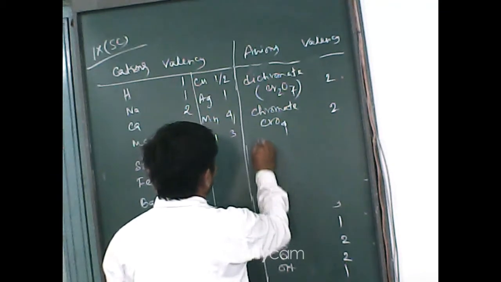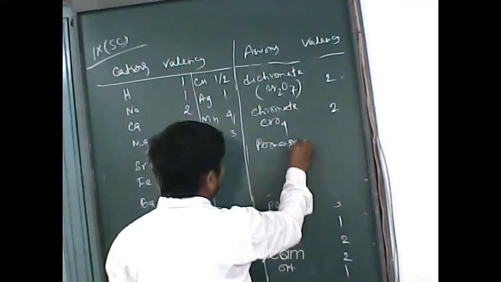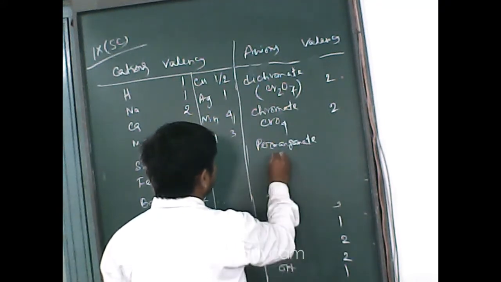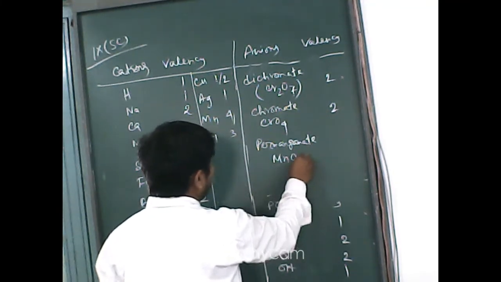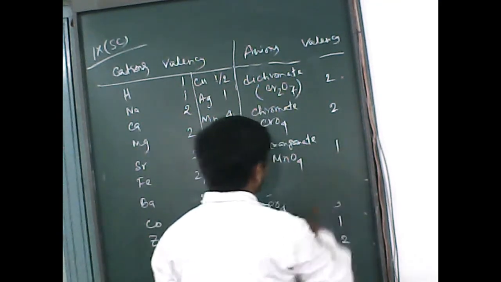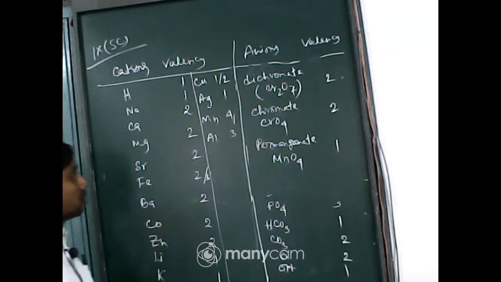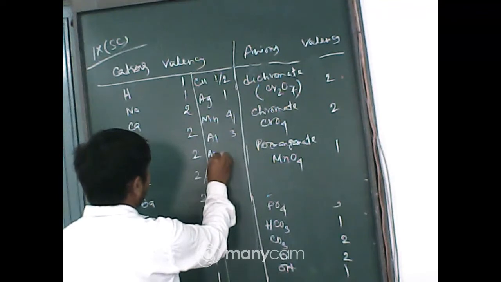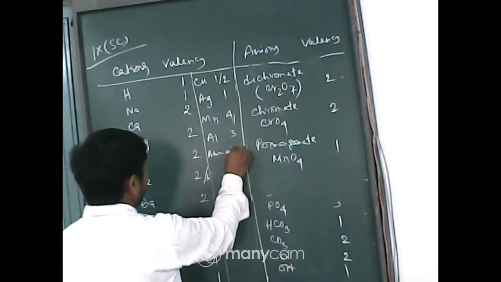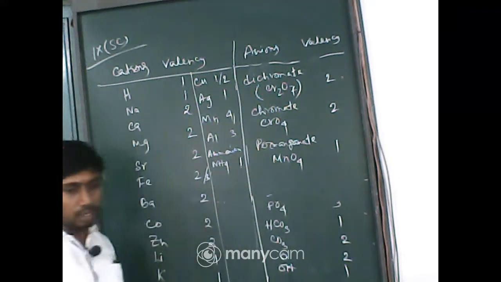Then write permanganate. Write down the formula MnO4. It is 1. Also 1 is there. Write down here ammonium, NH4, and the valency right here is 1 in the cationic part.